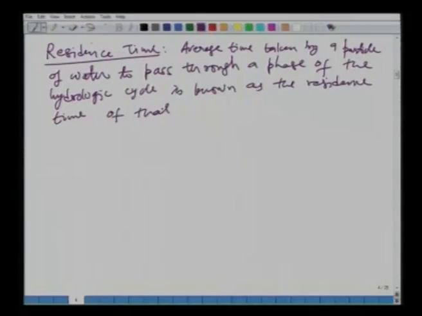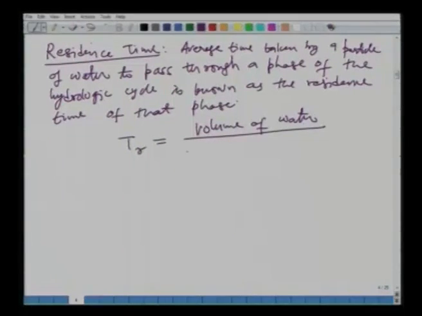Of that particular phase. How can we calculate it? This is nothing but the volume of water in that phase divided by the net rate of flow in that particular phase. Okay. So, what we will do next is I would like to look at an example of how we calculate the residence time.